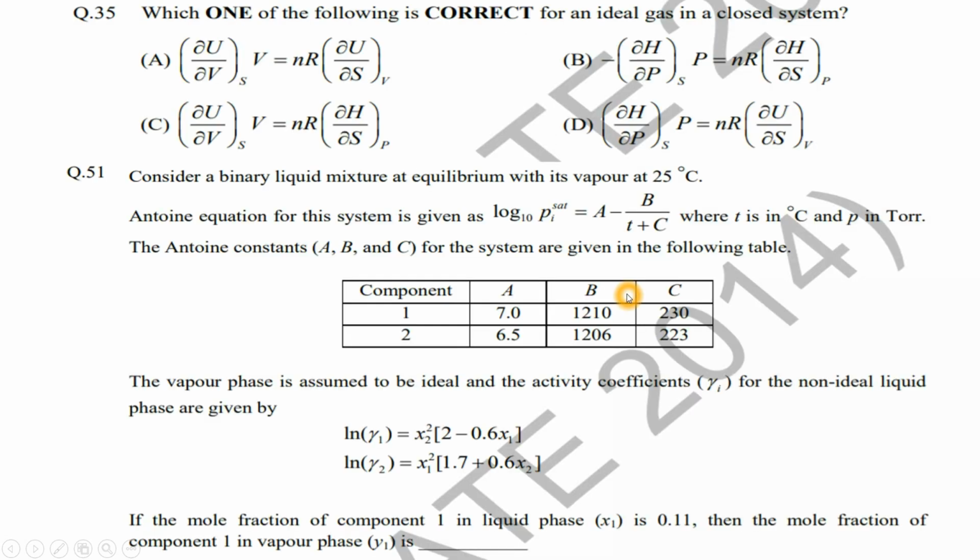Our next question is from GATE 2014, Thermodynamics for 2 marks. Actually, we have 2 questions here. We will solve 2 questions, each for 2 marks. First, which one of the following is correct for an ideal gas in a closed system? Let's start with the solution.